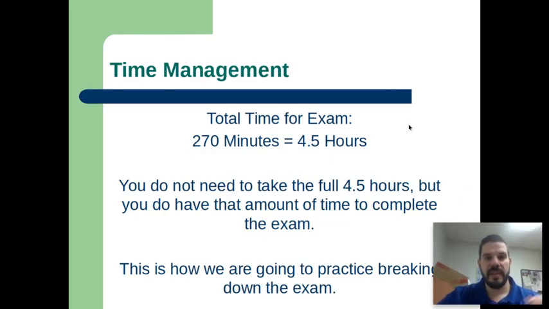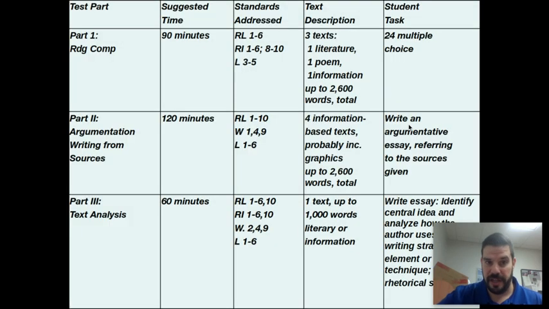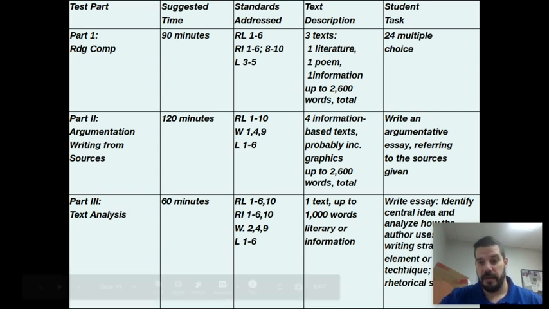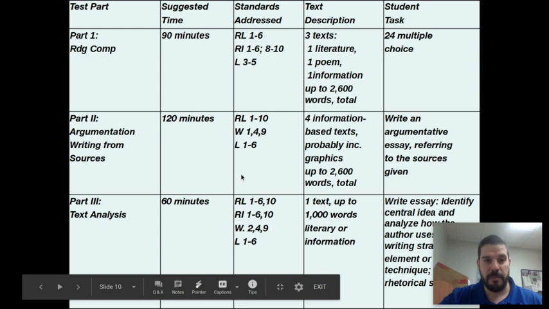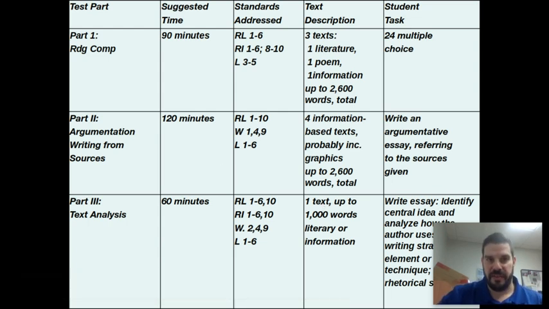Just want to talk about time management really quick. Most of you have 4.5 hours to take this exam because you have time and a half. The one thing you're going to have to remember is how you break up taking the test. So this is my suggestion. This is the max amount of time that you should take on each area of the exam. For the reading comprehension, the multiple choice, you should spend no more than 90 minutes. This includes reading, annotating, and answering the questions.